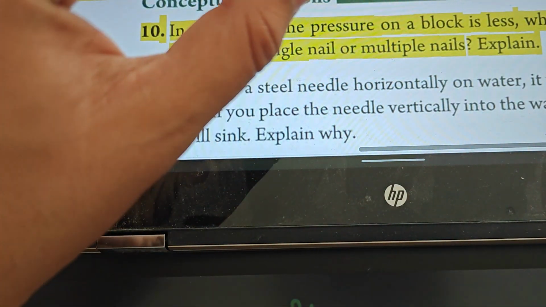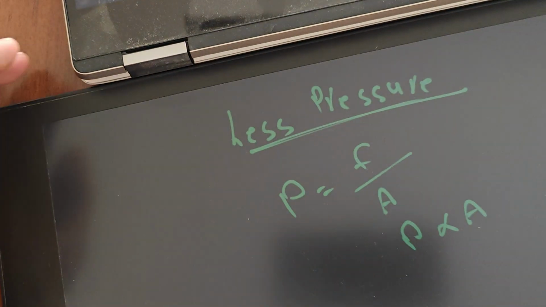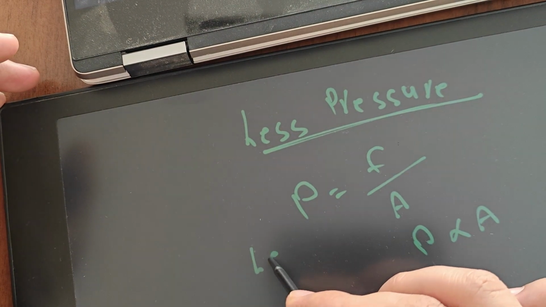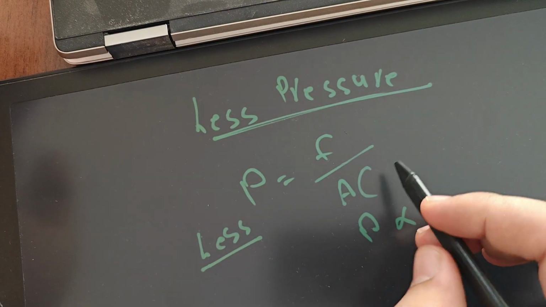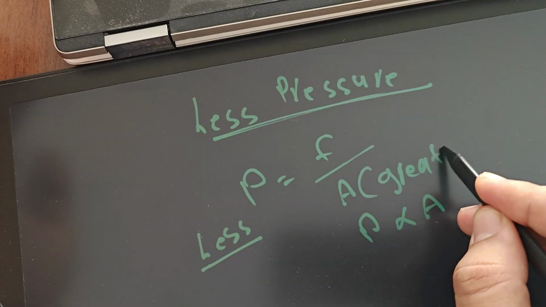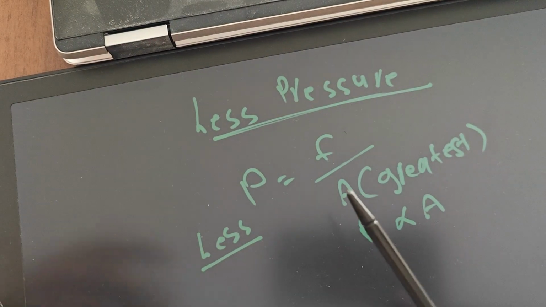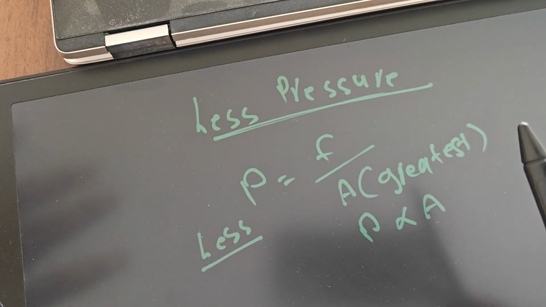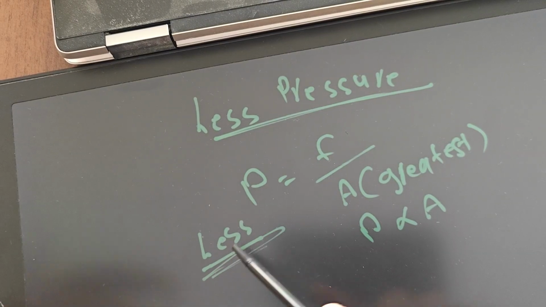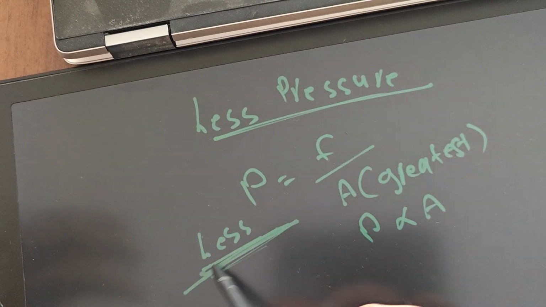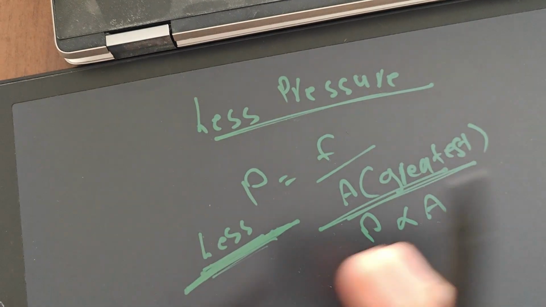So here we have a condition: we need less pressure. Of course, if the pressure becomes less, it means the area must be the greatest area or a higher area, because the relation between pressure and area is inversely proportional. The question said, in which case can we get less pressure? We can get less pressure if you have a lot of area.